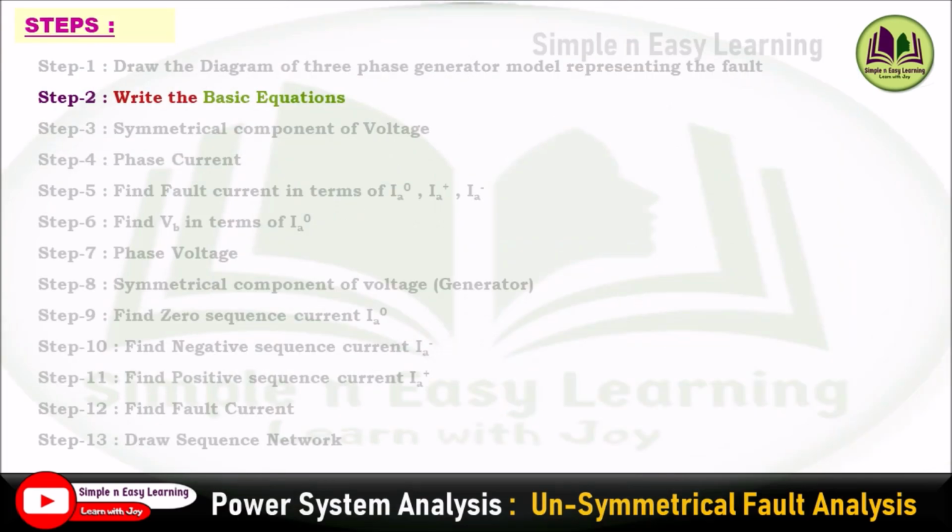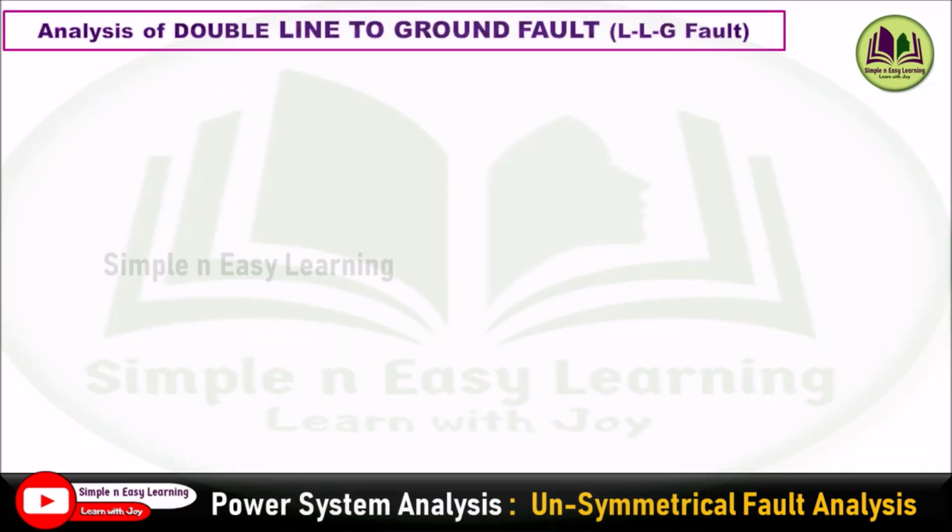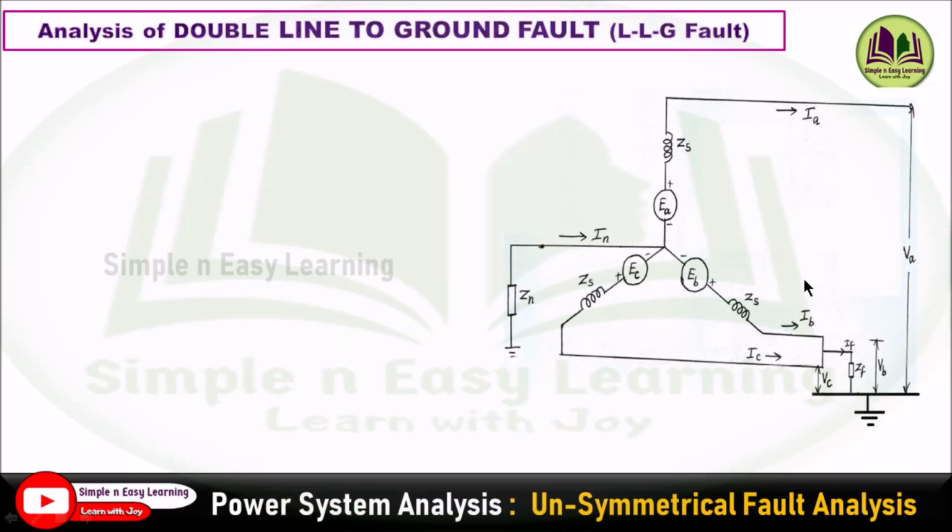Step 2, write the basic equations. For that we can consider the three-phase generator model. We are considering that the fault occurs with B and C phases short circuited and shorted to ground. So the current at phase A equals 0, and the two currents IB and IC are joined together and go as the fault current. So you can write IB plus IC equal to IF.